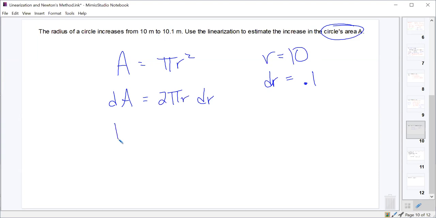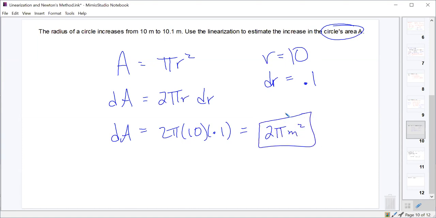So let's plug those in to find the approximate change in the area of this circle. 2 pi times 10 times 0.1, which tells us that the area is going to change by about 2 pi meters. And if there's units, make sure you don't forget the units. Good or no? Good. How did you go from the area of the circle equation to dA equals 2 pi r dr? This is just taking a derivative of both sides. Oh, got it.